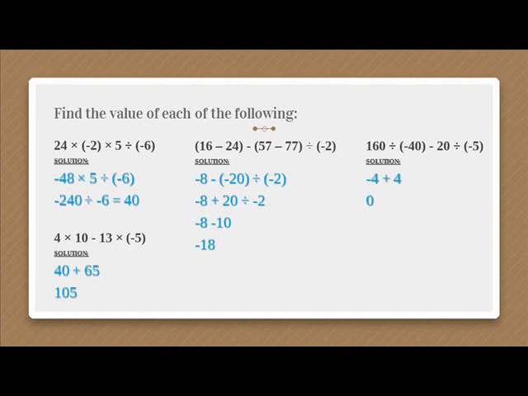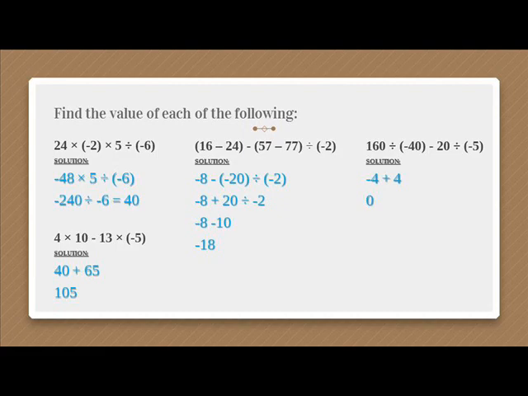Now let us solve minus 48 into 5 divided by minus 6. Well, minus 48 into 5 is minus 240, so we have minus 240 divided by minus 6. Minus minus is plus, and 240 divided by 6 is 40, so 40 is our final answer.